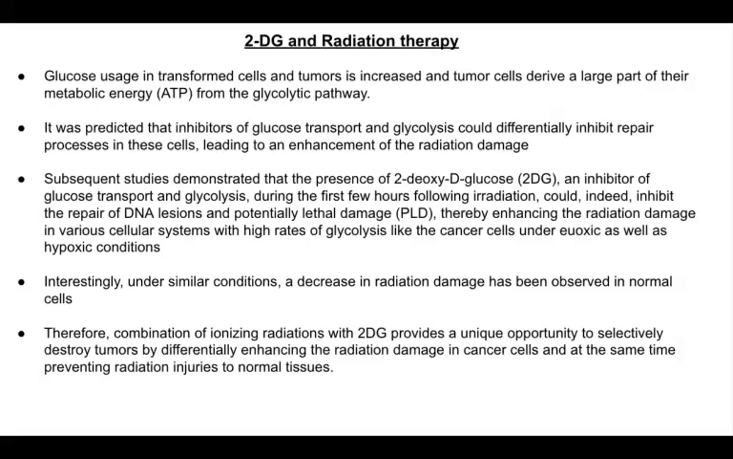And interestingly, under similar conditions, a decrease in radiation damage has been observed in normal cells. Therefore, combining ionizing radiation with 2DG provides a unique opportunity to selectively destroy tumors by differentially enhancing the radiation damage in cancer cells and at the same time preventing radiation injuries to normal tissues.